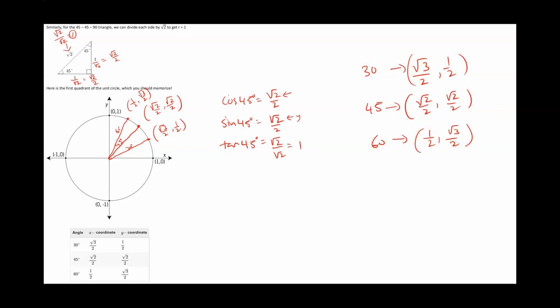Now you do have to memorize this. And like I said, the easiest way is to associate 30 with radical 3 because 3 and 3 are the same number. Your only options are radical 3 over 2 and 1/2, and then radical 2 over 2. So for 30, it's radical 3 over 2, 1/2. For 60, it flips. And for 45, it's going to be radical 2 over 2, comma radical 2 over 2. So make sure that you memorize the first quadrant of the unit circle since we are going to be using it quite a bit. Not just in this class, but you will also use it in calculus.